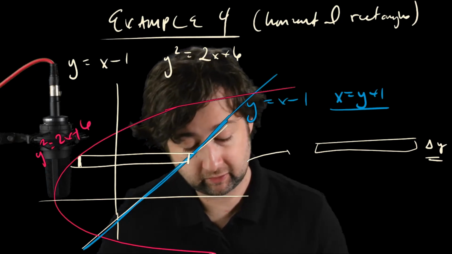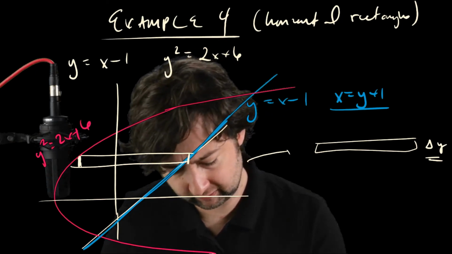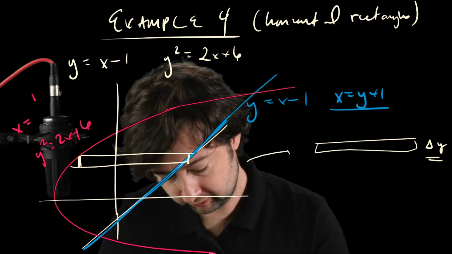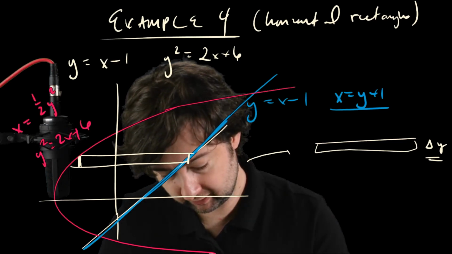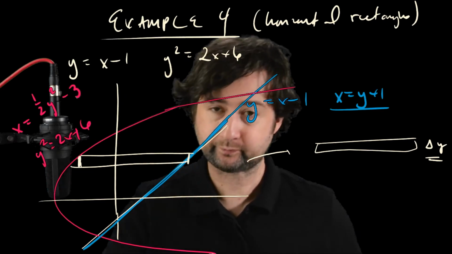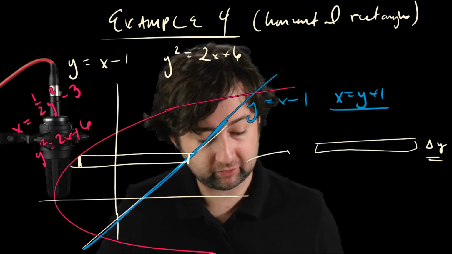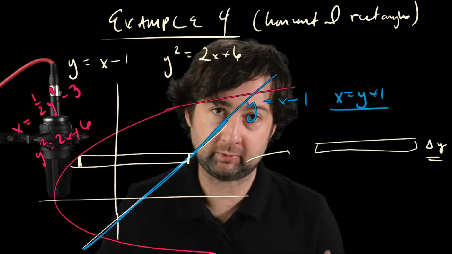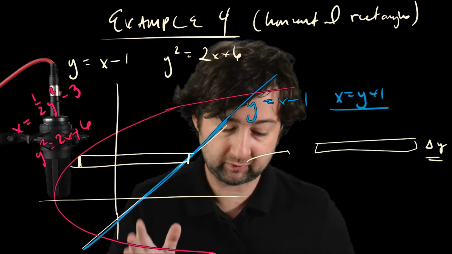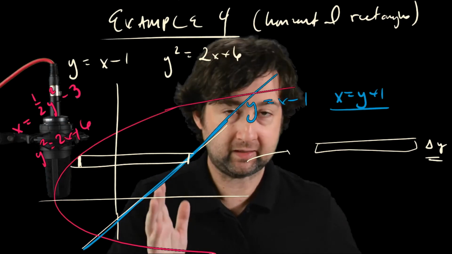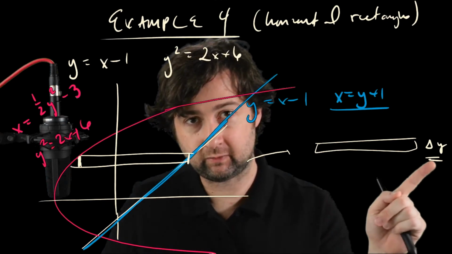And the red curve is pretty easy too. I think you get x is equal to 1/2 of a y squared minus 3. Okay? So the rightmost curve is given by x is equal to y plus 1, and the leftmost curve is given by x is equal to 1/2 y squared minus 3. I need the y variables because I'm going to be integrating with respect to y.